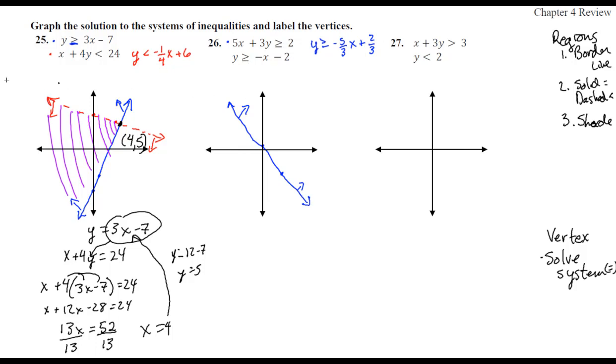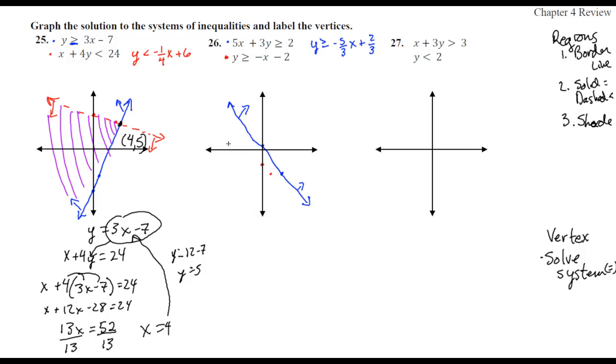Let's do the other guy in red, and this is also an equals. Notice that. So we don't have to solve. We got y by itself already. Yay! y is greater than or equal to negative x minus 2. So we're down here at negative 2 as a y-intercept, and it is down 1 over 1. So it looks about like that.